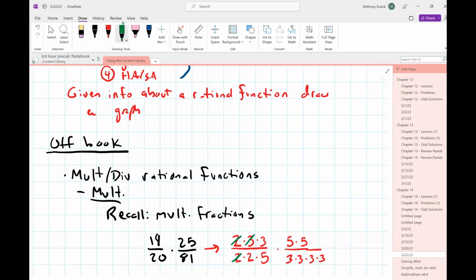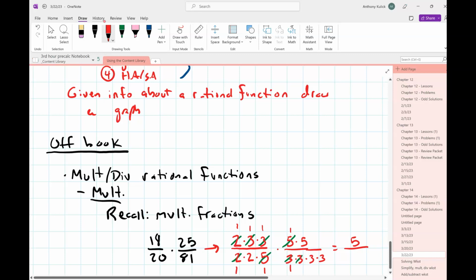So I can cross out anything that's on the top with anything that's on the bottom. Everybody's okay with that? When they cross out, what do they become? Ones. So on top I have 1 times 1 times 1 times 1 times 5, or 5. And I have 1 times 2 times 1 times 1 times 1 times 3 times 3. That's 18.